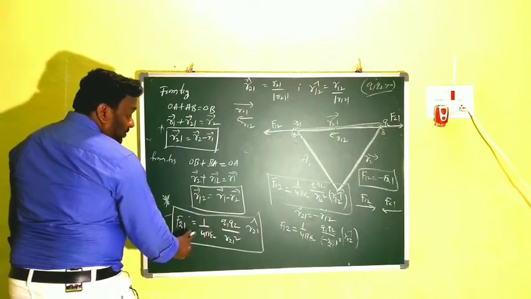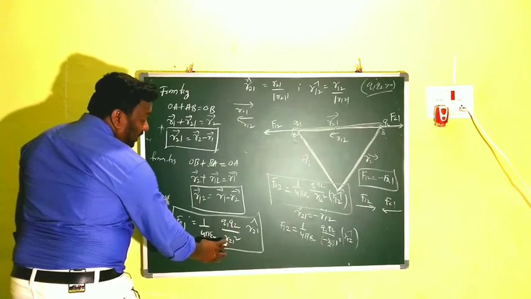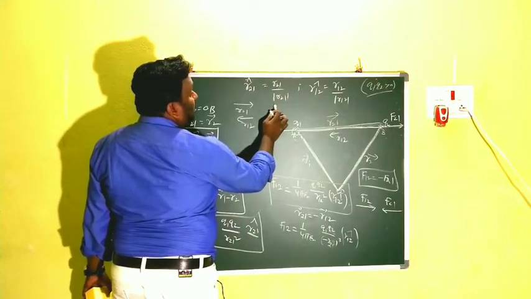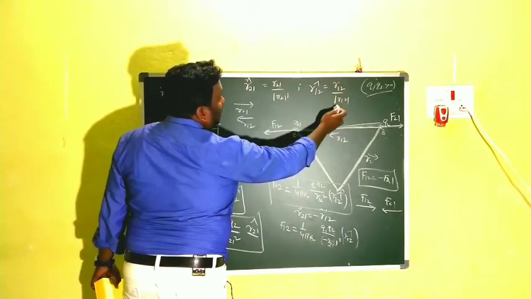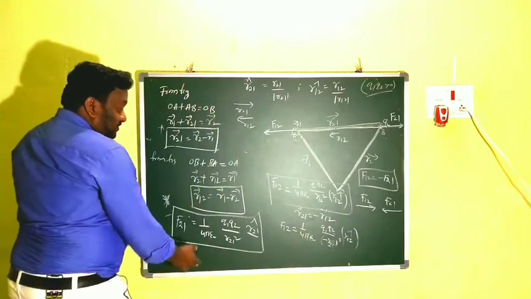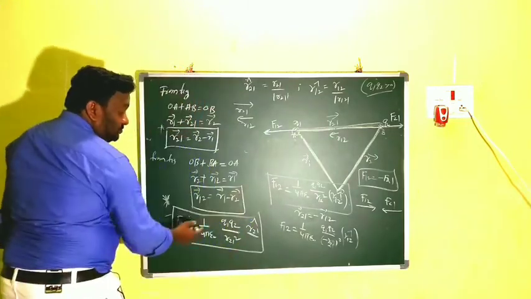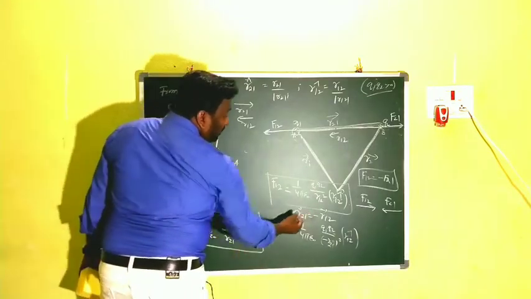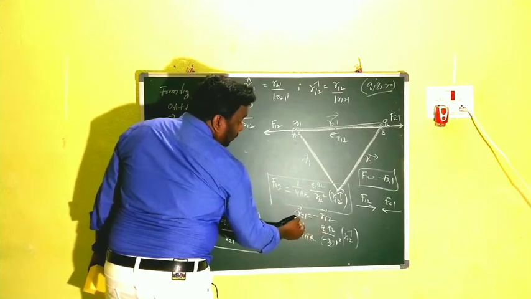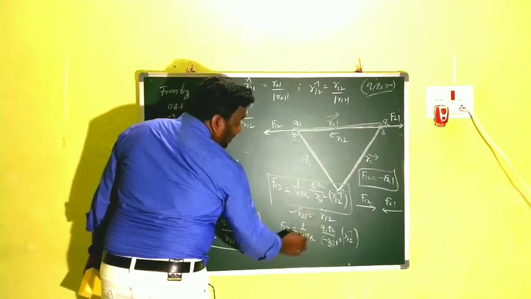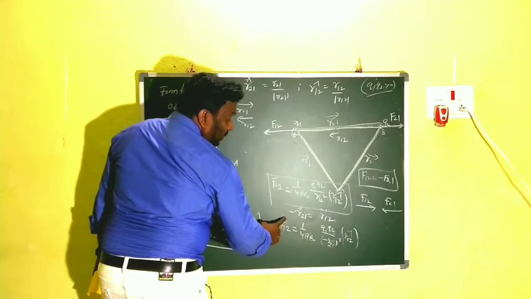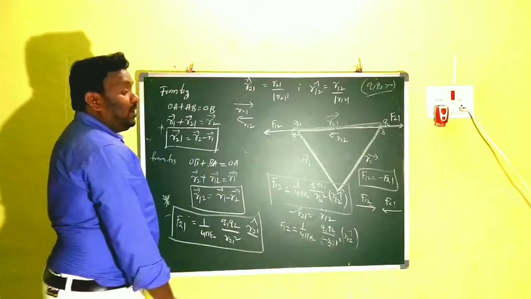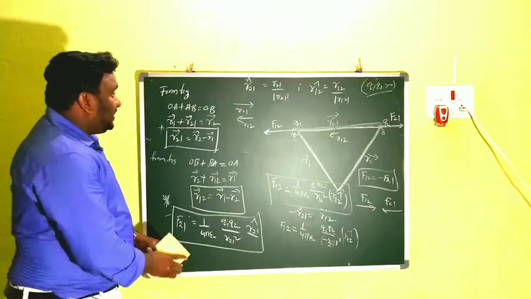Then F21 is equal to 1 by 4 pi epsilon into Q1 Q2 by R21 square into the R21 unit vector. The R21 unit vector is R21 by mod of R21. Similarly, the R12 unit vector is R12 by mod of R12. Clear? So these two are the vector notations of Coulomb's inverse square law. After that, we already know R21 and R12. Instead of R12, we can write minus R21, so R12 is equal to minus R21. Substituting here, we get F12 is equal to minus F21. Clear?